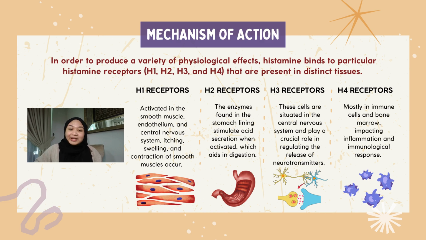H2 receptors are located in the stomach lining, where they stimulate acid secretion, aiding in digestion. H3 receptors, mainly in the central nervous system, play a significant role in regulating the release of neurotransmitters. And finally, H4 receptors are primarily found in immune cells and bone marrow, influencing inflammation and immune response.